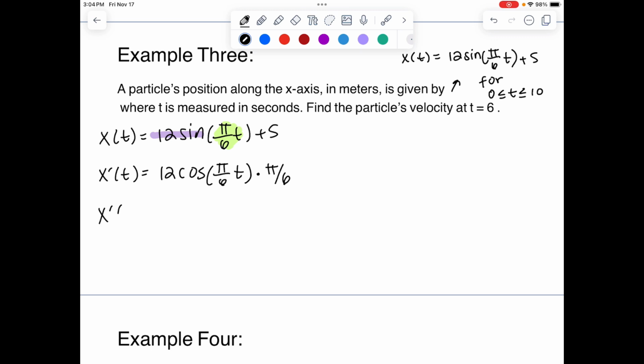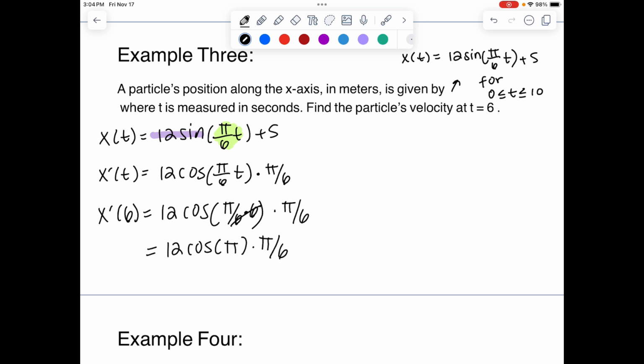But then now I'm going to plug in 6 to find the velocity. So pi over 6 times 6, these will just cancel each other out. 12 cosine of pi times pi over 6. Cosine of pi is -1. And so when I simplify this, I'm going to get -2 pi, because 12 divided by 6 is 2. So that's how I'm doing that in my head. And that's going to be the answer.